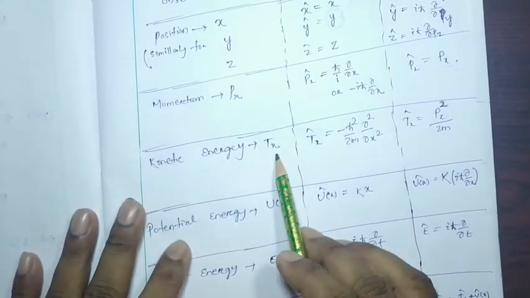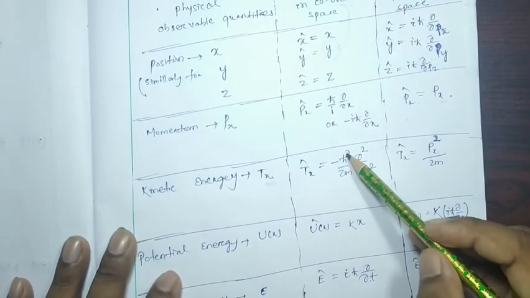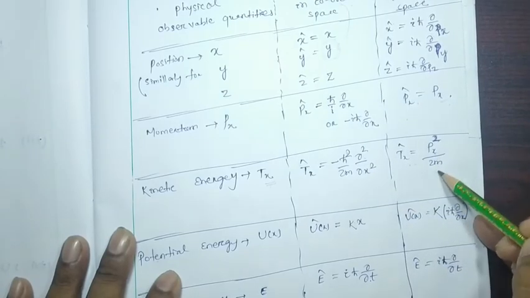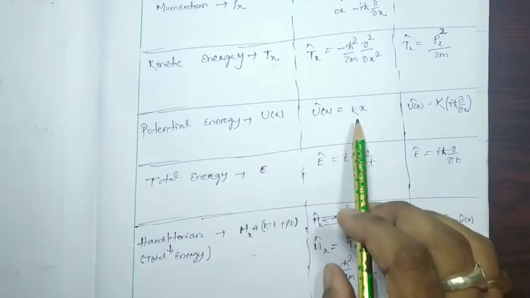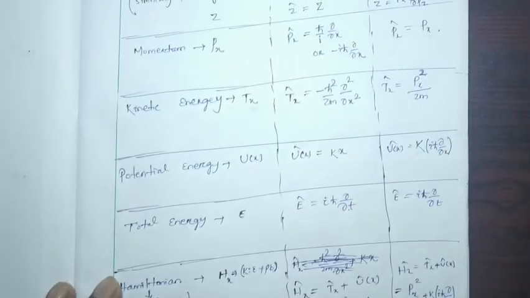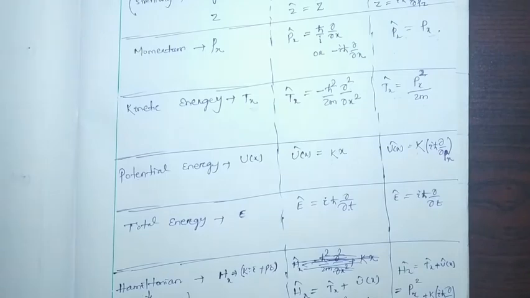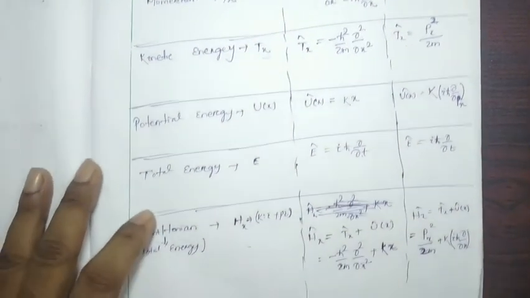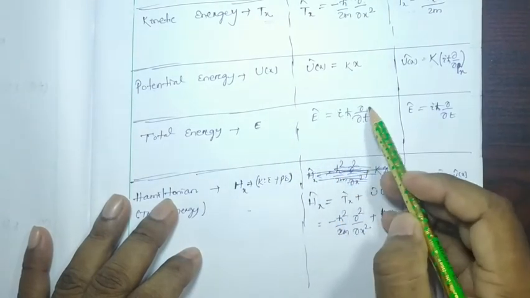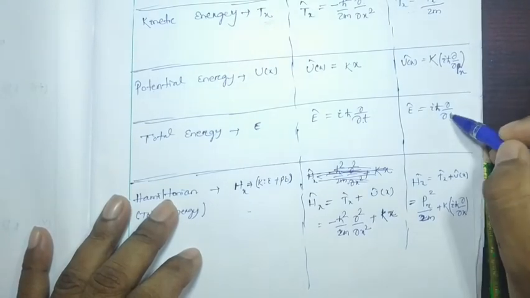So kinetic energy Tx cap in coordinate space will be minus h cross square by 2m del square by del x square. In momentum space, it is px square by 2m. And potential energy k x in coordinate space; in momentum space, k i h cross del by del px. And total energy E cap is i h cross del by del t in coordinate space, and in momentum space it is also the same, i h cross del by del t.